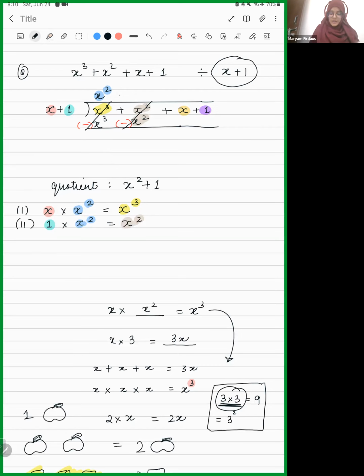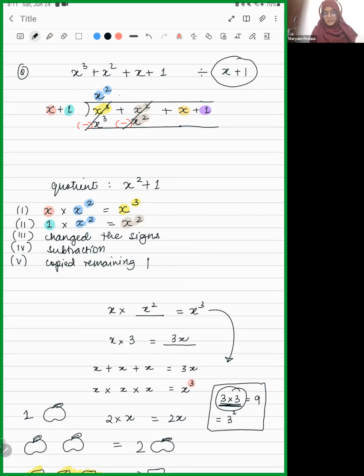Now the third step was we changed the signs. Okay? Yes, ma'am. So till here it is clear. Okay. Next, what is the fourth step? We did the subtraction. Then the fifth step was we copied down the remaining part of the dividend, which is x plus 1. Is that okay? Yes, ma'am.